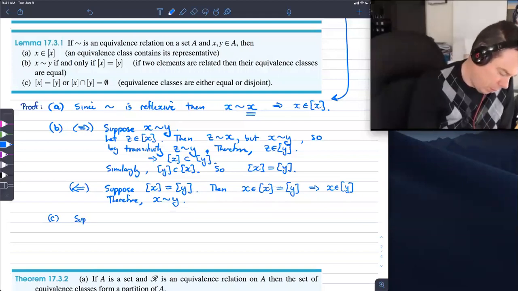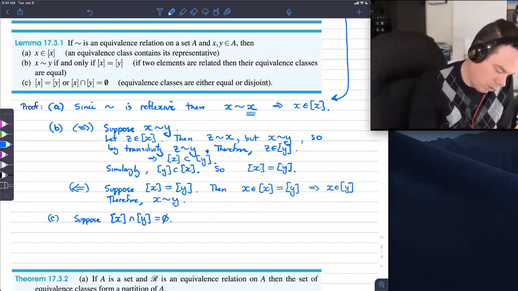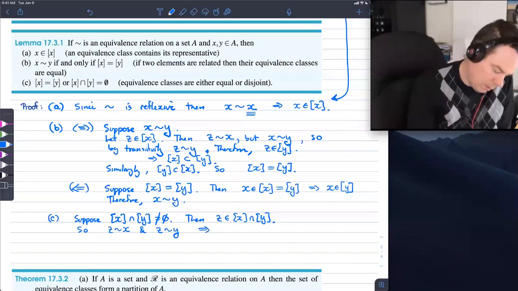And so what we'll do is we'll suppose, well, maybe I'll write it this way. Suppose they are not disjoint. So the intersection is not empty. Then there exists some Z in their intersection. And so that means that Z is related to X and Z is related to Y.